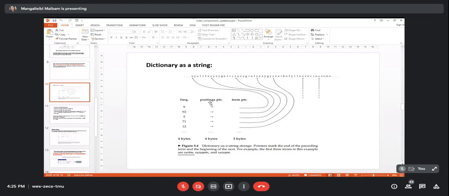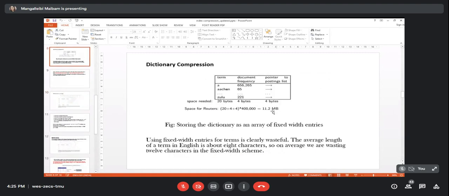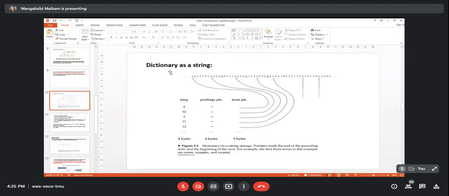Frequency, posting pointer, and term pointer. So for frequency, we have 4 bytes, similar to the fixed width scheme. In the fixed width scheme also, for frequency we have 4 bytes. So when you consider dictionary as a string also, we have used 4 bytes for frequency.